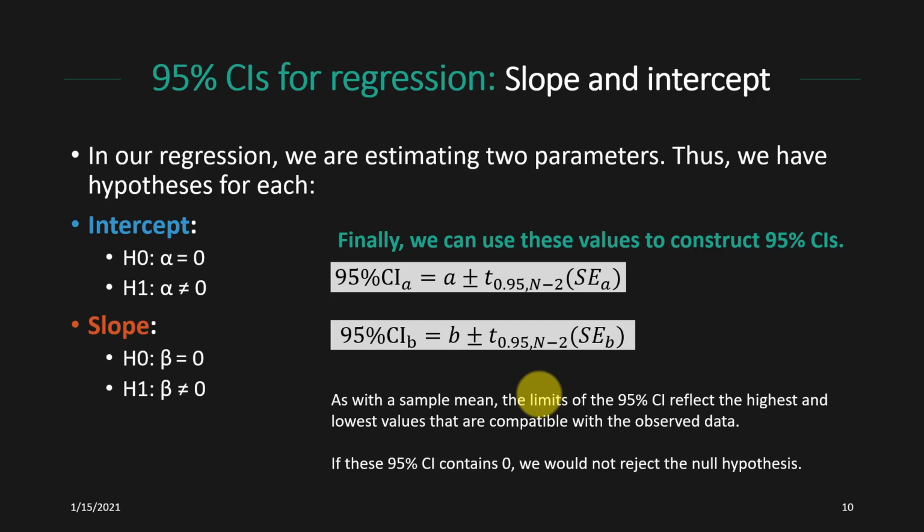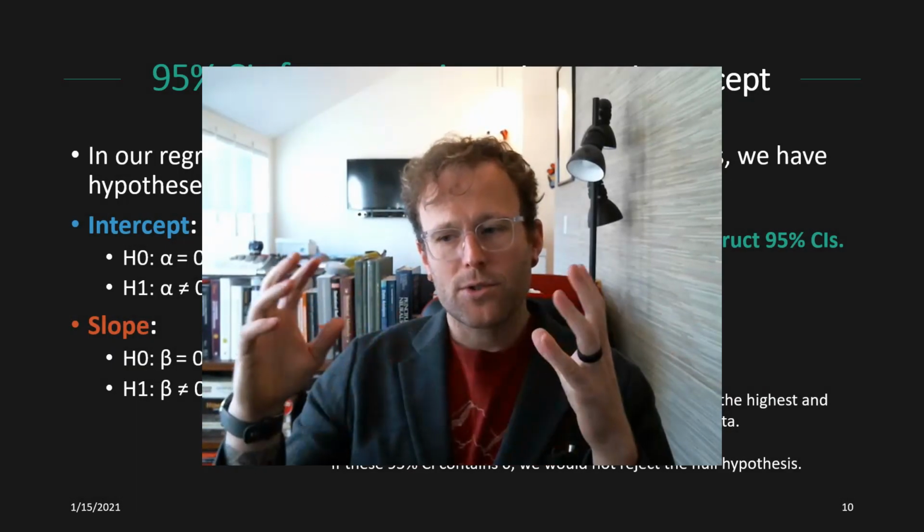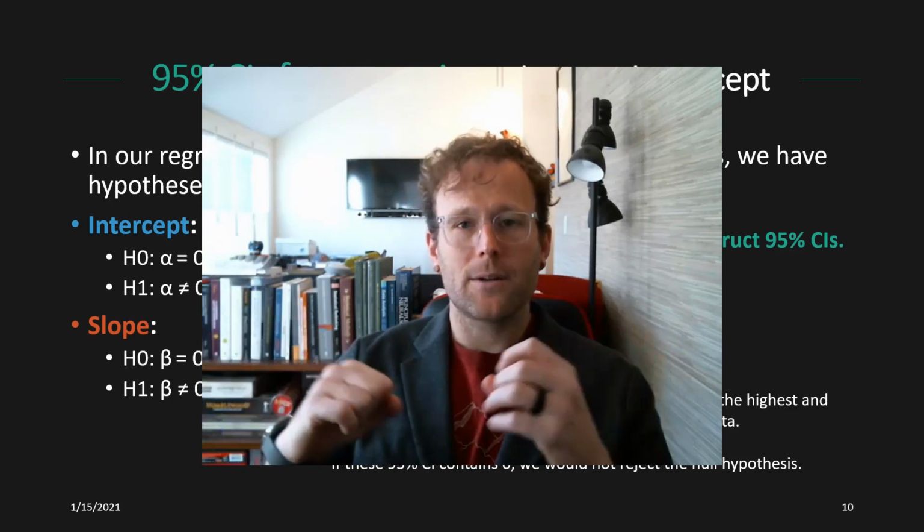But if you recall, our general formula is that we can take the observed value, and we can add and subtract the t critical value, so whatever our confidence level is, usually 95%, and then we'll multiply that by the standard error. We'll go with what we observed plus the t critical value times the standard error to get an upper limit, and what we observed minus the t critical value times the standard error to get a lower limit. And what that upper and lower limit will give us is two values that are compatible with the data that we observed.